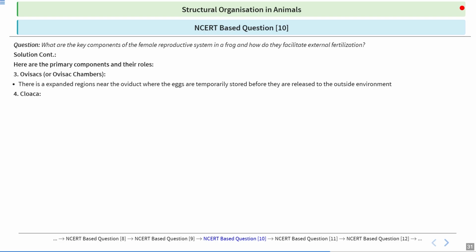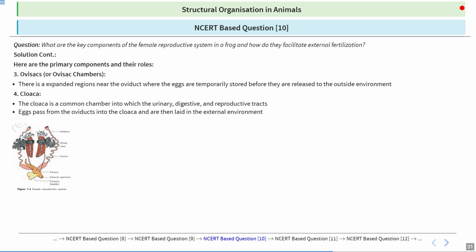Cloaca. Now, the cloaca is the common chamber into which the urinary, digestive, and reproductive tracts open. The egg passes from this oviduct into the cloaca and is laid in the external environment.